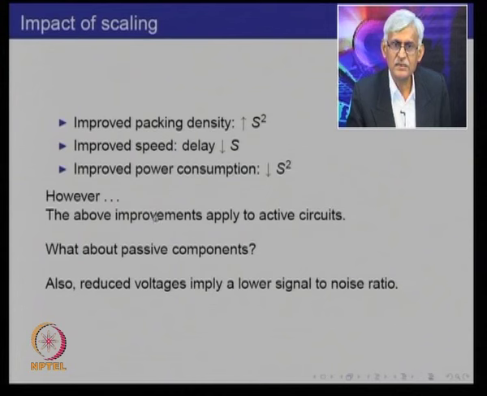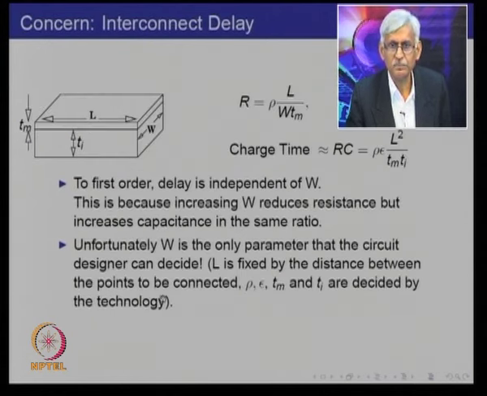However, all these formulae were derived from the equations of active circuits coming from transistor characteristics and capacitances. What about passive components? Also, we must be aware that as the voltages reduce, the signal to noise ratio will also go down, because the noise remains the same and the signal is proportional to the voltages that we have.